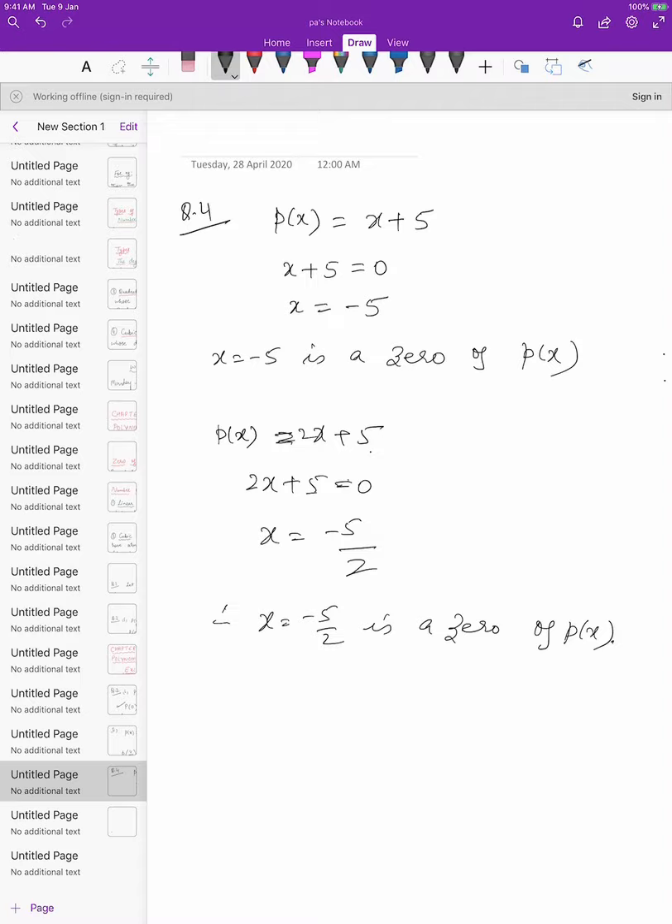In fact, all these polynomials given in this question are linear polynomials. So definitely there is going to be a single zero, meaning one zero for all these polynomials. And I think now you can try out the rest of the parts of question number 4 as well. And you can complete this exercise 2.2.